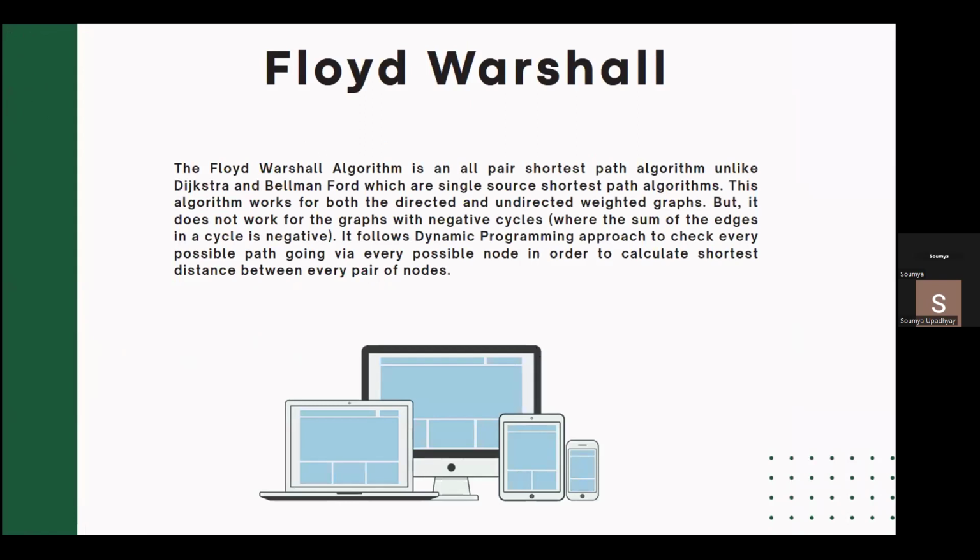So what is the Floyd-Warshall algorithm? The Floyd-Warshall algorithm is an all-pair shortest path algorithm, unlike other algorithms like Bellman-Ford, which are single-source shortest path algorithms. This algorithm works for both directed and undirected weighted graphs, but it does not work for graphs with negative cycles. A graph with negative cycles means where the sum of the edges in a cycle is negative. It follows dynamic programming to check every possible path going via every possible node in order to calculate the shortest distance between every pair of the nodes.